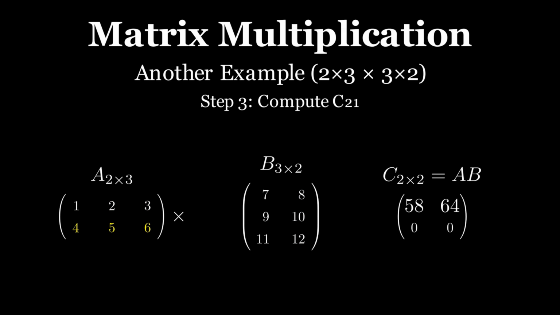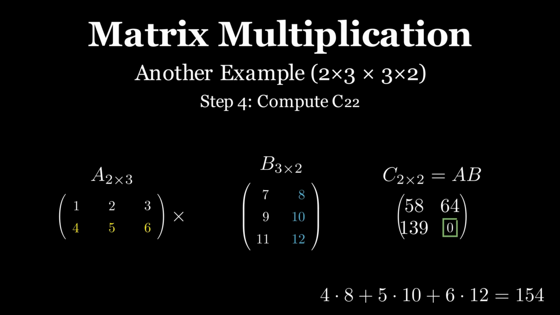Moving to the second row, C21 is row 2 of A by column 1 of B. So 4 multiply 7 plus 5 multiply 9 plus 6 multiply 11 equals 139. And the last entry, C22, is row 2 of A by column 2 of B. So you can do the same steps that we did before and the result will be 154.